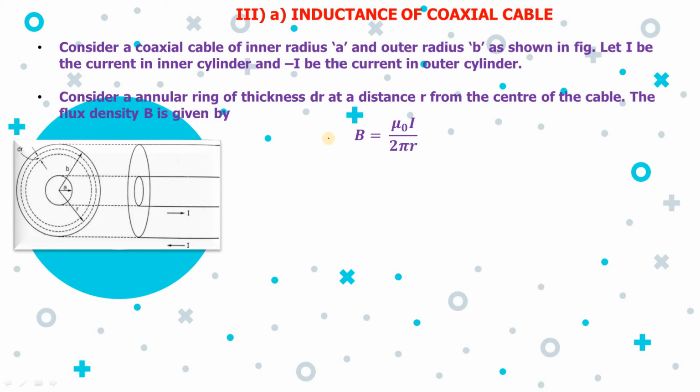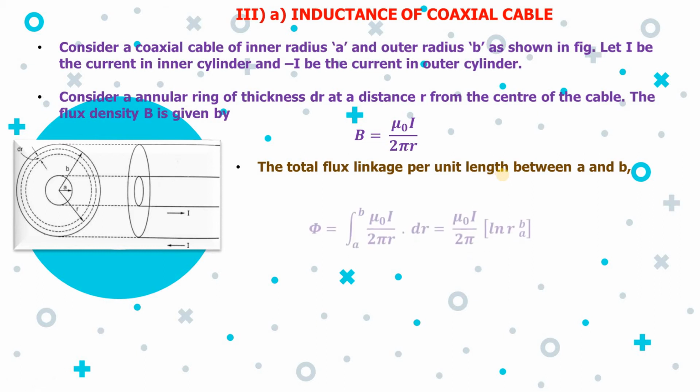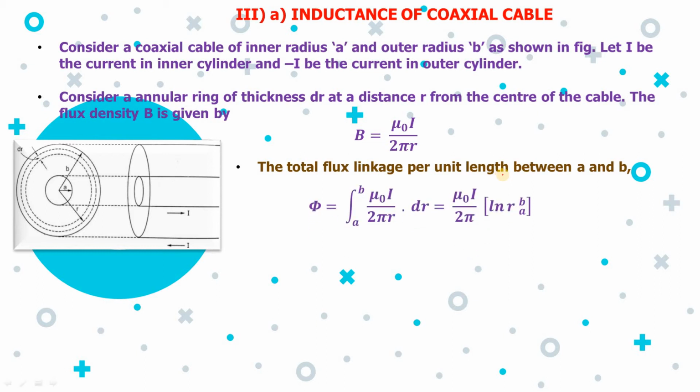So B is equal to mu naught I by 2 pi r. Now therefore, in the general case, we are solving the first part as a general case. So the total flux linkage per unit length between A and B is given by the expression: phi is equal to what? Integration from A to B of mu naught I by 2 pi r into dr.